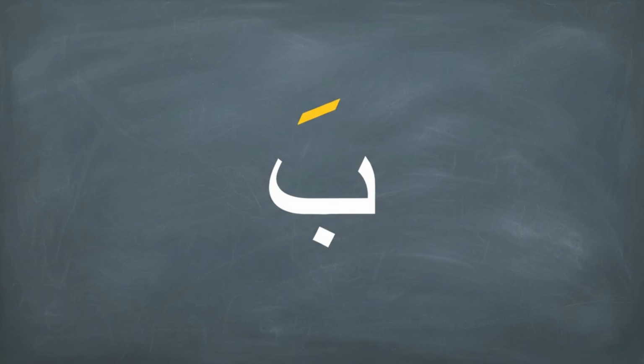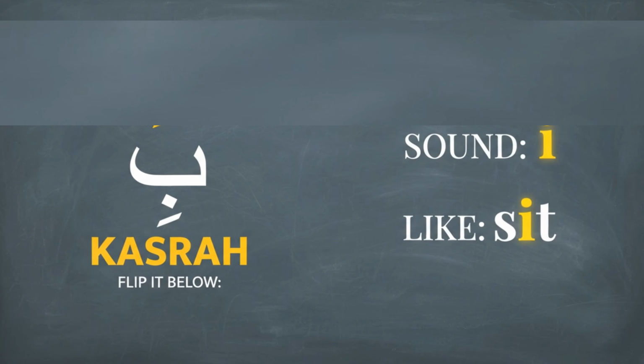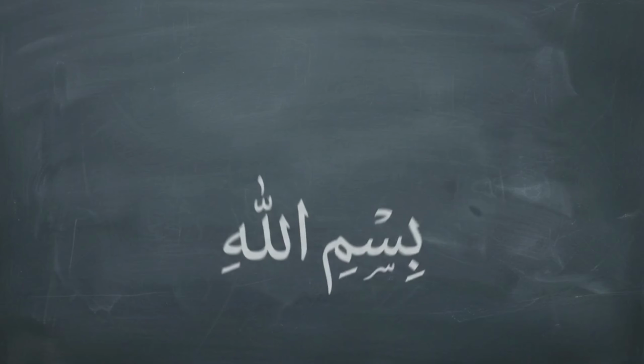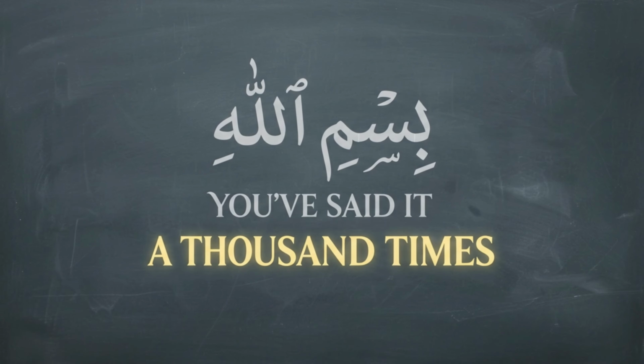Flip it below the letter and it's a kasrah, the sound i, like in sit. Say it, bi. That kasrah under the b, bismillah, you've said it 1,000 times. Now you know its name.